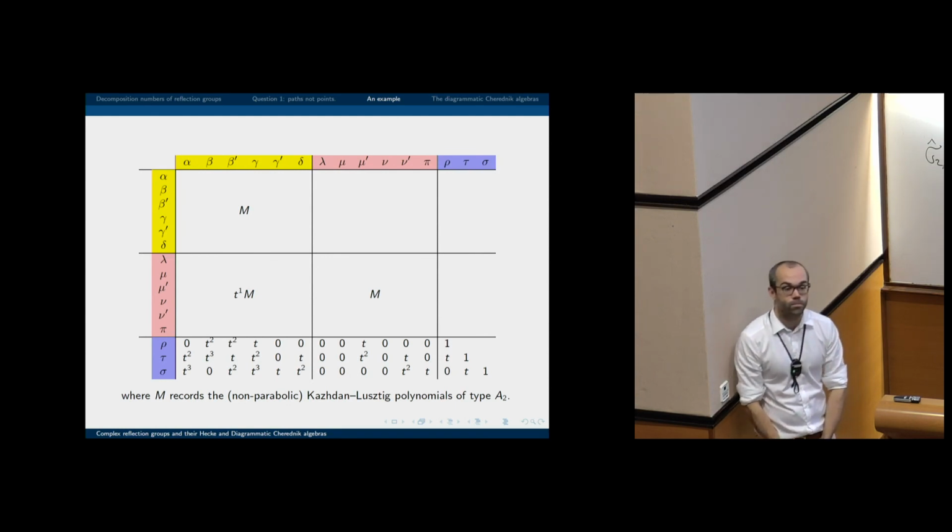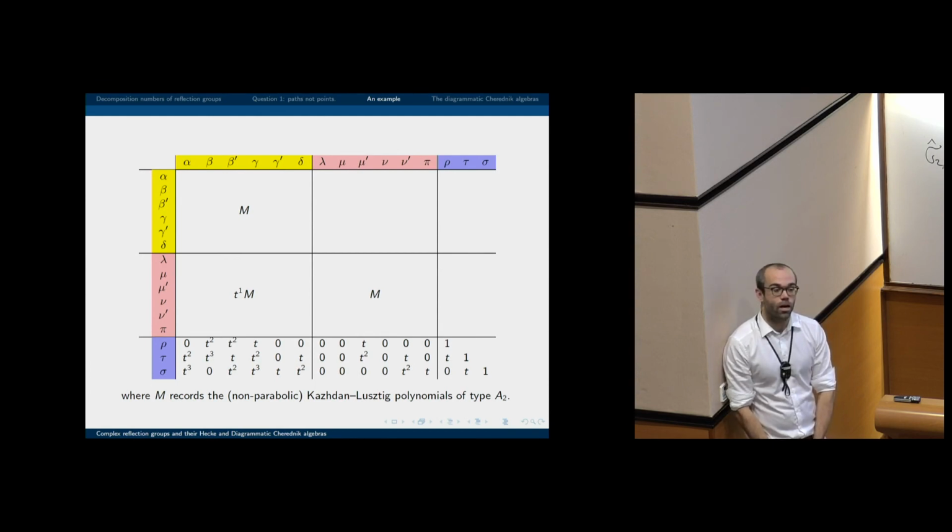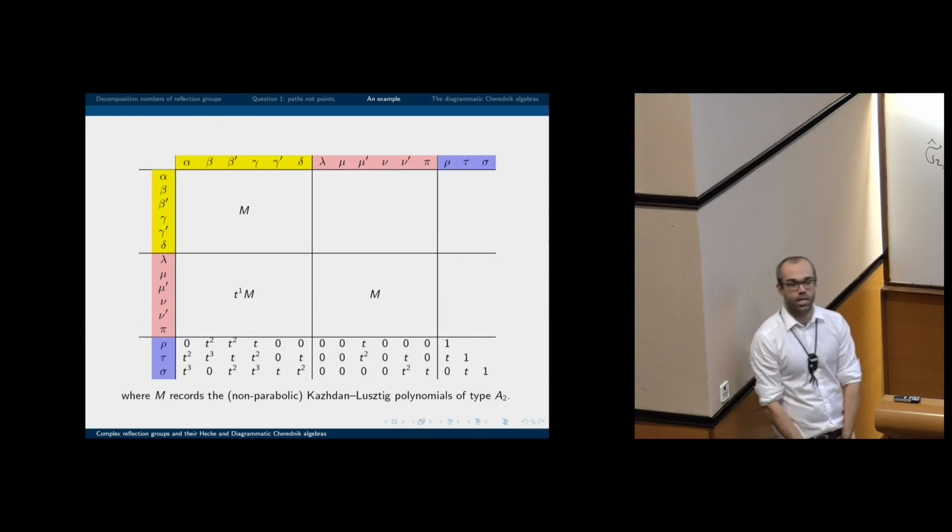Are these Q algebras Koszul? Over C, they're Koszul, because they're Morita equivalent to the classical Schur algebras.